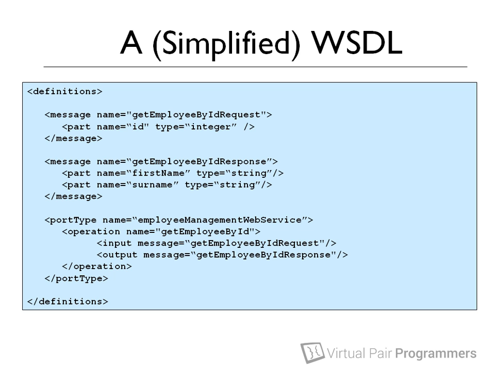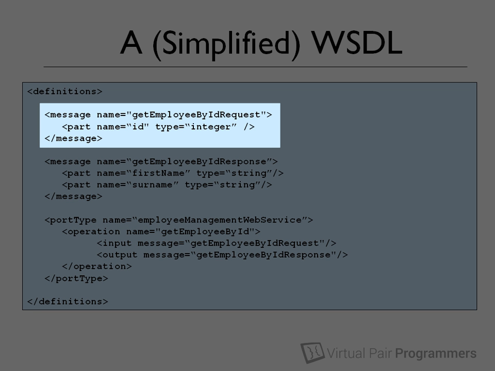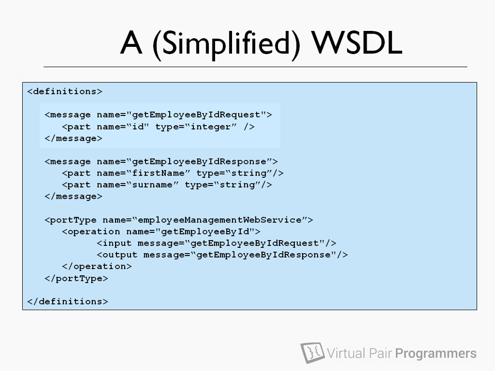So if the web service has a WSDL like this, it's telling us that there are two types of messages that we can send and receive. The first message here is called getEmployeeByID request. And looking at the tag inside, it's telling us that there is one, if you like, parameter. The WSDL calls it a part, but I'm going to call it a parameter. And that's called ID, which needs to be of type integer.